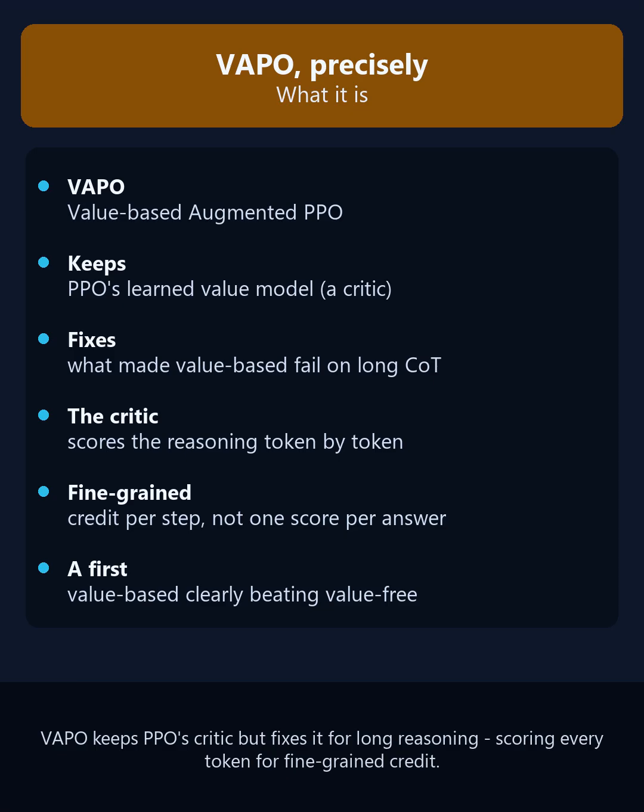VAPO stands for Value-Based Augmented Proximal Policy Optimization. It is a reinforcement learning framework that keeps PPO's learned value model, or critic, but fixes the things that used to make it fail on long reasoning. The critic scores the reasoning token by token, giving fine-grained credit for each step, not just one score for the whole answer. It is the first value-based method to clearly beat value-free ones on long chain of thought.